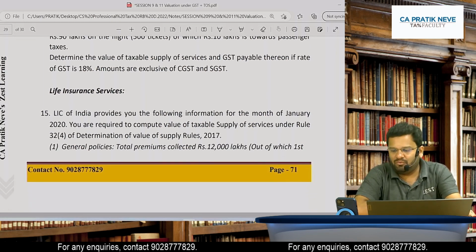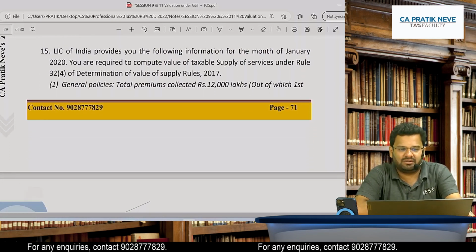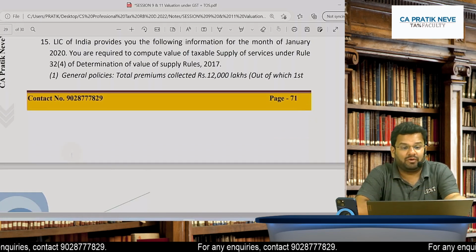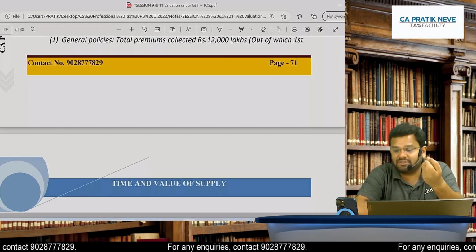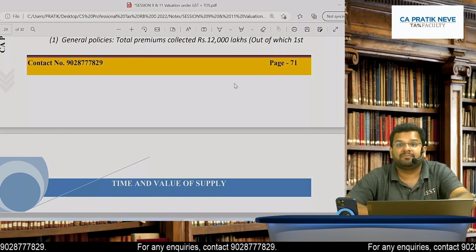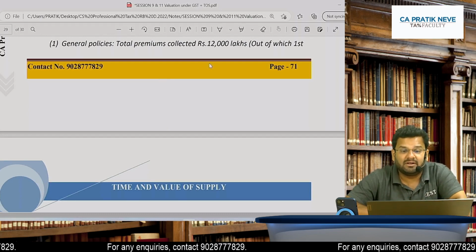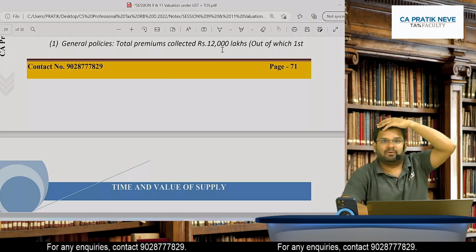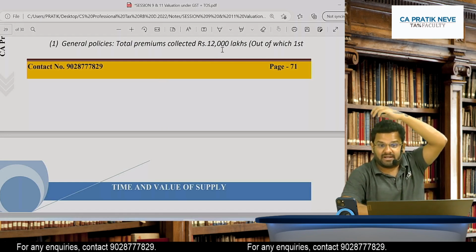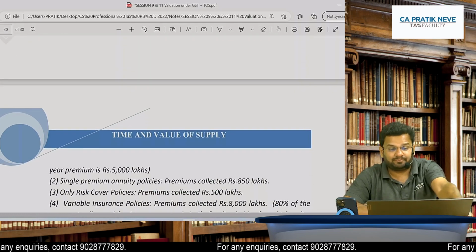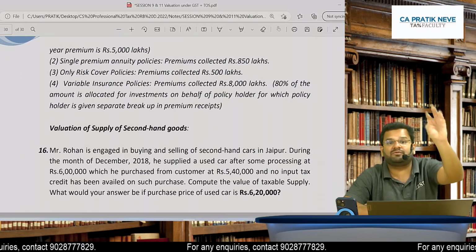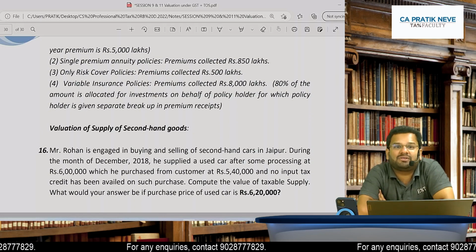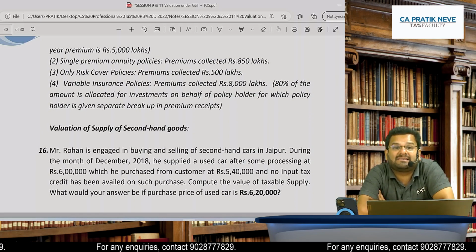Yes. Now we are coming to an LIC question. So in this LIC question, first thing, LIC has issued general policies. In these general policies, total premium collected is 12,000 lakhs. Okay. Friends, out of 12,000 lakhs, first year premium is 5,000 lakhs. So out of this 5,000 lakhs, how much should be the assessable value?